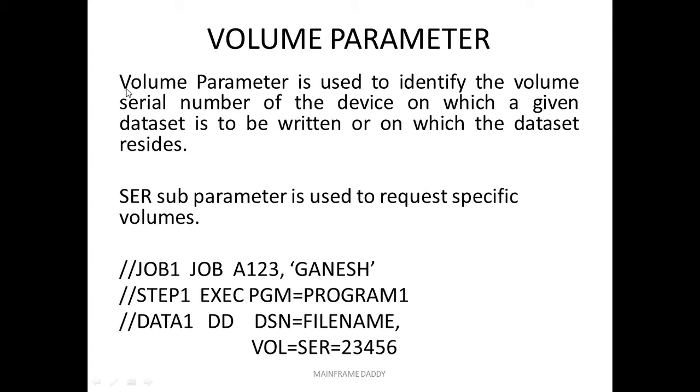So what is the volume parameter? The volume parameter is used to identify the volume serial number of the device on which a given data set is to be written or on which the data set resides. So we can identify our file easily, and we can retrieve it or write into it.